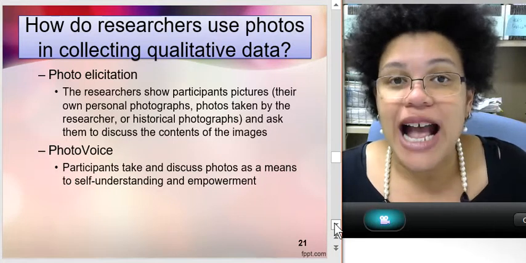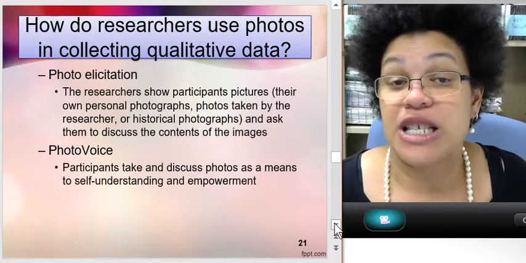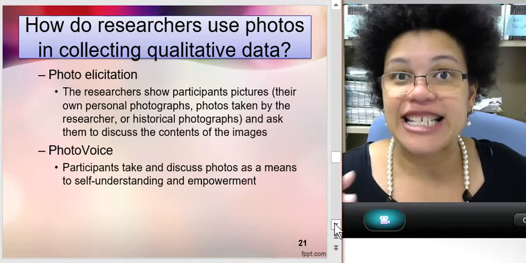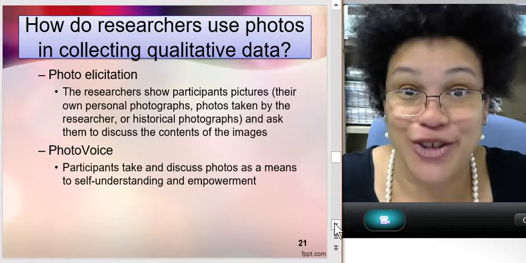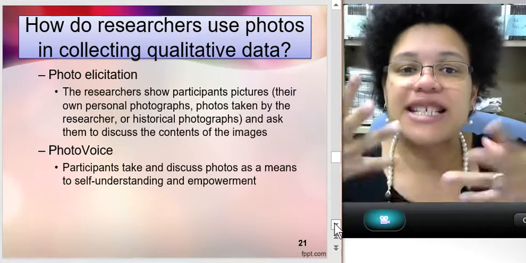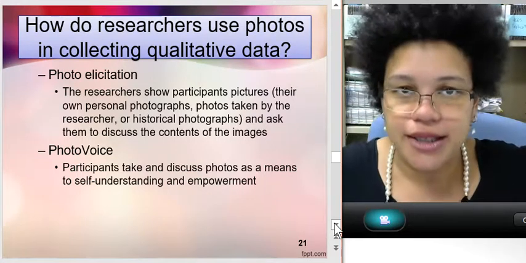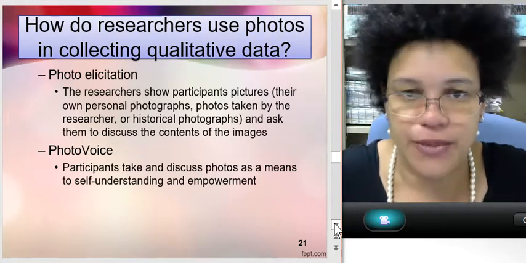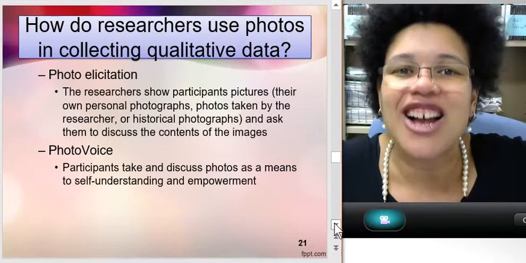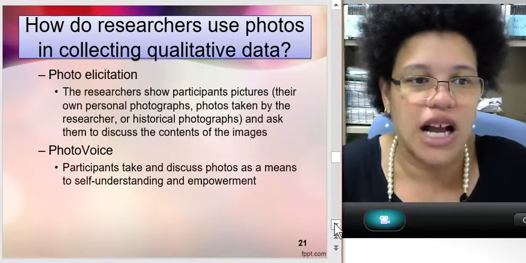Now, photographs can be used in a couple of different ways. You can show participants pictures and have them then talk about their pictures. They can also draw pictures, and you can have them talk about it. Basically, the picture is being used to elicit information. It's to jog their memory, kind of. It gives you a starting point for a conversation.